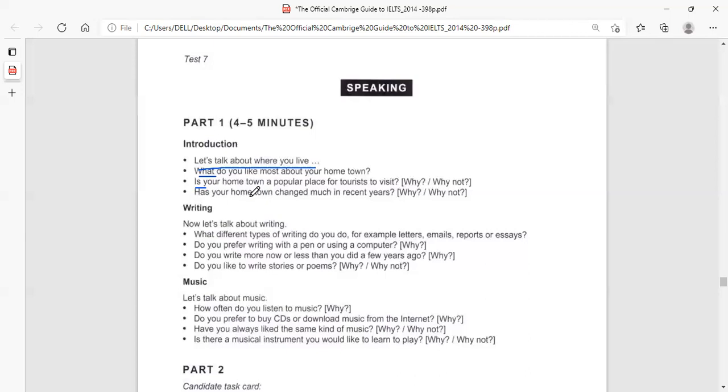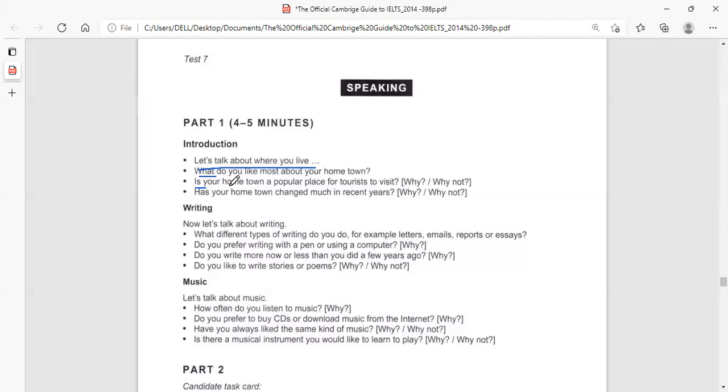If you look at the content, the first one is asking what you like most about your hometown. Probably you can talk about 100 things. So it's an open-ended question, a general question. You can mention many things that you like or are fond of in your hometown. But when it comes to this question, is your hometown a popular place for tourists to visit? This is a specific question.